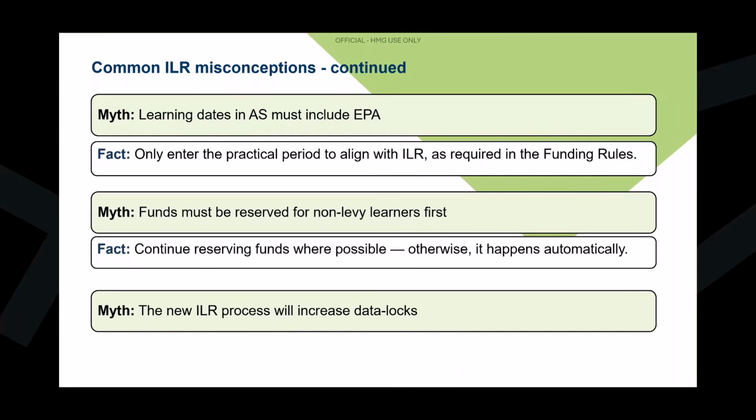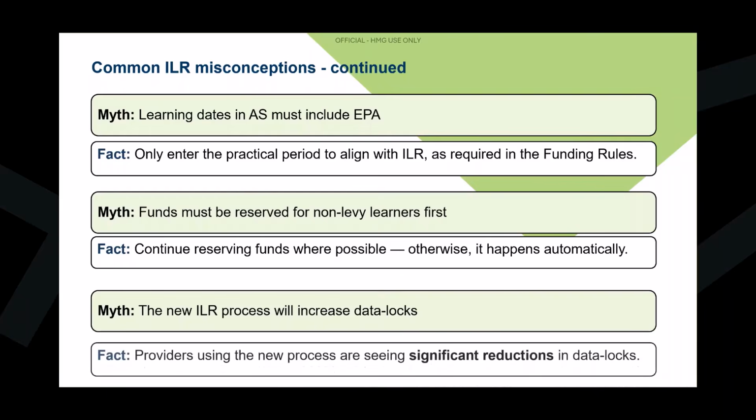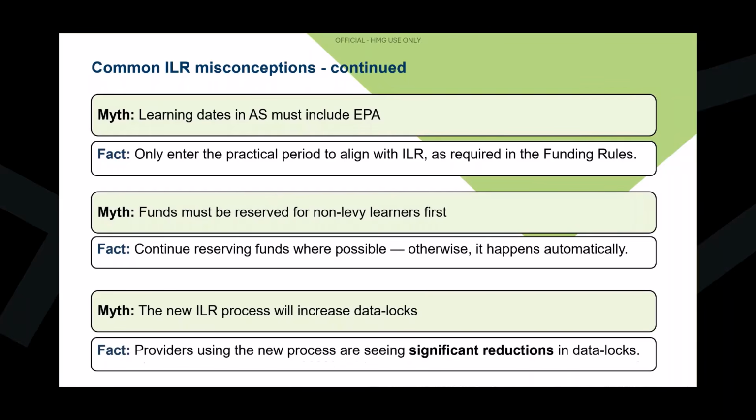Another myth is that the new ILR process will increase data locks. In fact, one of the main goals for this ILR-led approvals is to reduce data locks, and we've seen a significant reduction compared to manually added requests. In fact, more than 90% reduction. We'll continue to see further reduction of data locks when we start to use the ILR data to also update approved learners.